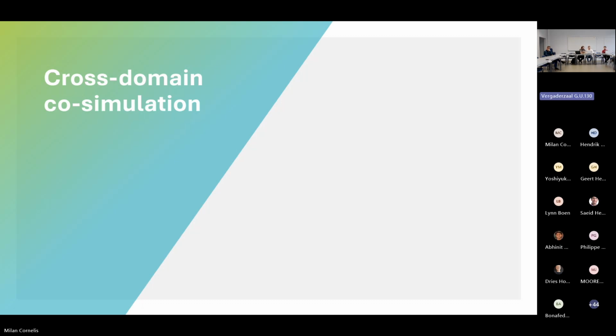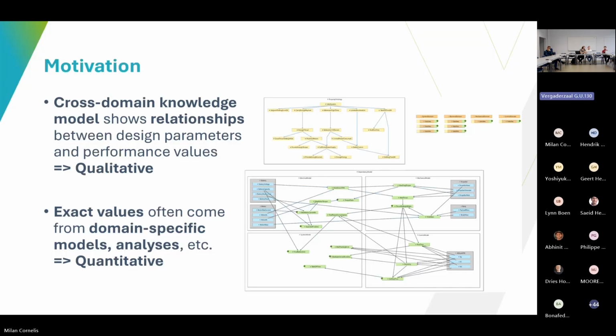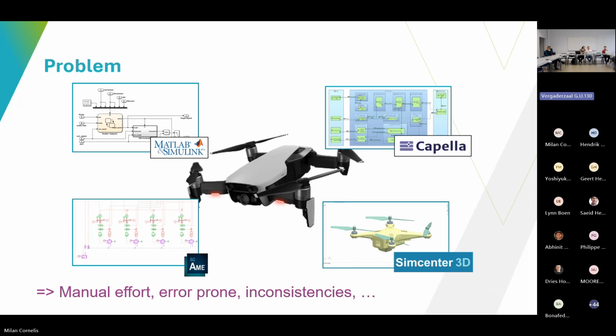Yes. So I'll briefly talk a bit about the co-simulation aspect. The cross-domain knowledge model that Milan showed previously shows this relationship between design parameters and performance values, but it's mostly qualitative. The actual values for these performance values often come from domain-specific models, analyses, and things like that to get the quantitative information. An issue with this, especially with the design of these advanced cyber-physical systems, is that the different engineering domains often have their domain-specific tools.